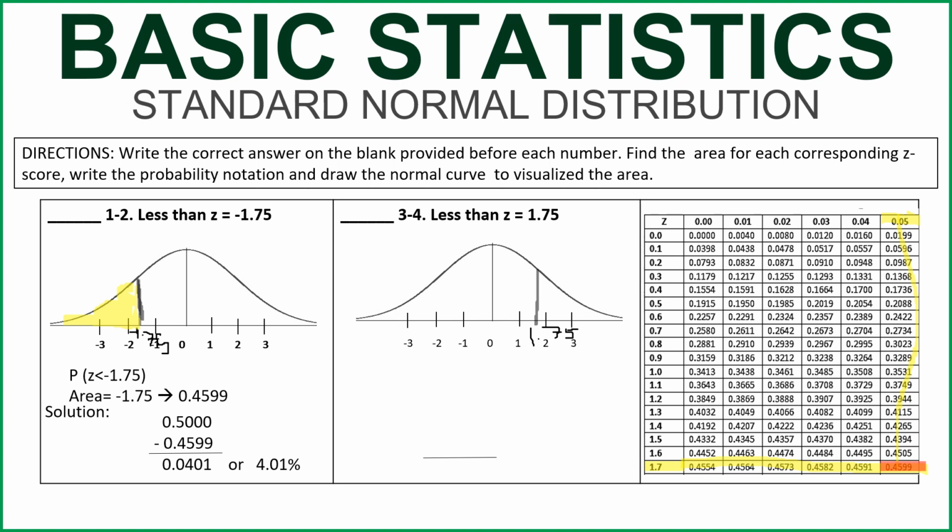So anyways, let's shade. What are the numbers less than 1.75? Is it 1 or 2? Of course, it is 1. So therefore, you will shade to the left. And of course, you have the keyword less than. That's why you will shade to the left.